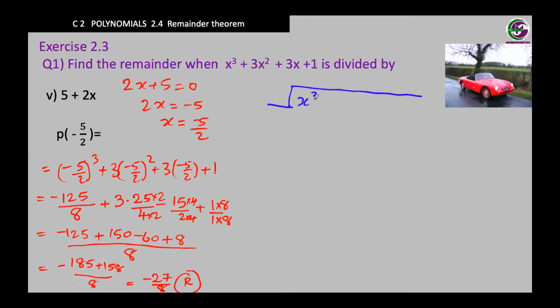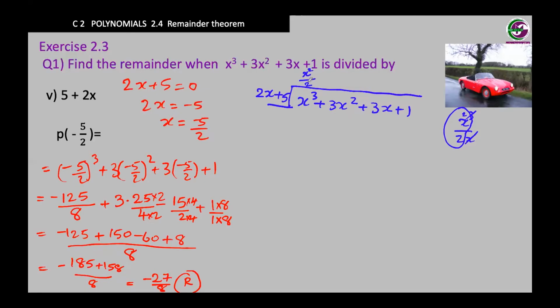So x cube plus 3x square plus 3x plus 1 divided by, again we have to be careful, 2x. The term with the x first and then the constant, because power 1 and power 0. Now let us divide the first term, x cubed divided by 2x. X cubed divided by 2x will be, this will be cancelled and power 2. So x squared by 2 in the quotient. So we have x squared divided by 2.